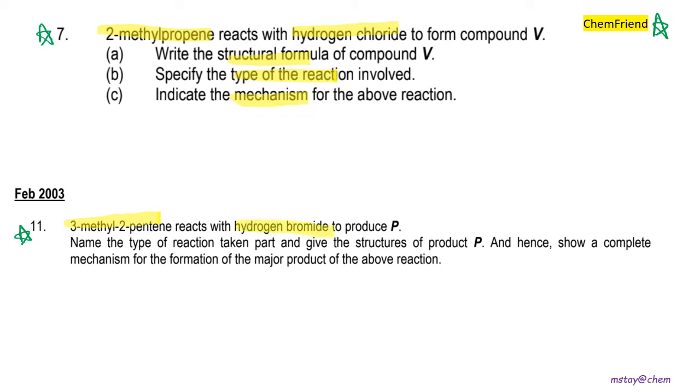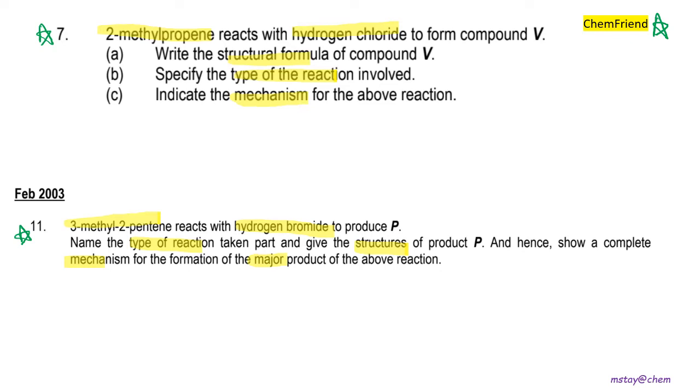So when you look at questions 7 and 11, they are quite similar. Only every time they will use a different alkene and maybe a different reagent. Like this one is hydrogen chloride and the other one is hydrogen bromide. Similar parts as well: they ask us to give the type of reaction, then give the structure for the product and show a complete mechanism for the major product.